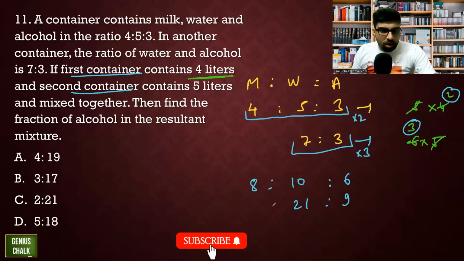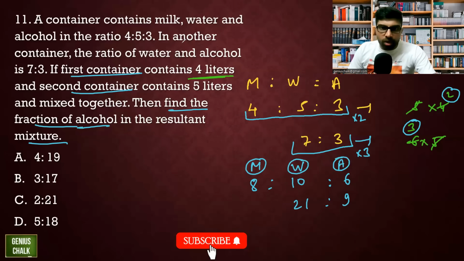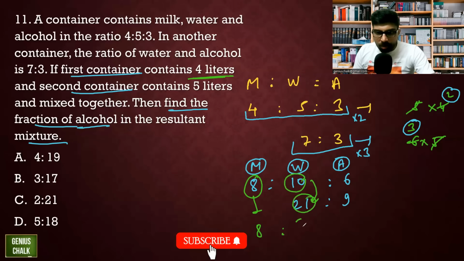This is the ratio. Now it is saying to find the fraction of alcohol in the resultant mixture. Now you know when they will be mixing, it is milk, it is water, it is alcohol. The same constituent will be mixed with the same constituent, right? So it is how much? Milk will remain as it is after mixing. Water will be added in water, it becomes 31. Alcohol will be added in alcohol, that is becoming 15.